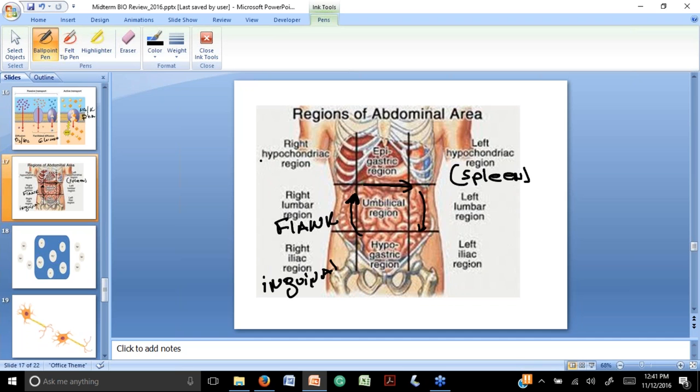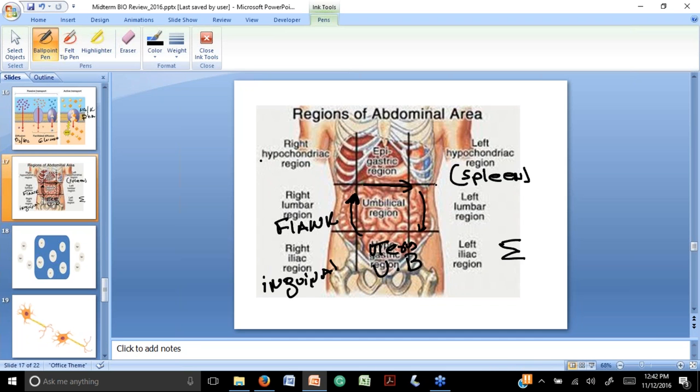In the left iliac region or left inguinal, we have the sigmoid colon, the symbol of sigma there. And in the hypogastric region, we have the uterus and the urinary bladder. All right, so any question can happen here.